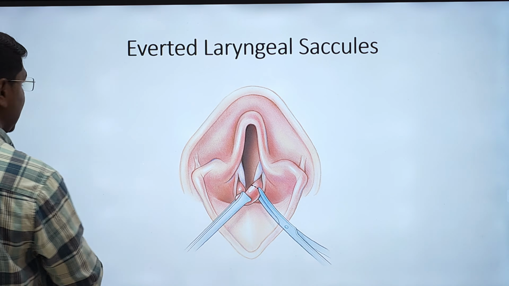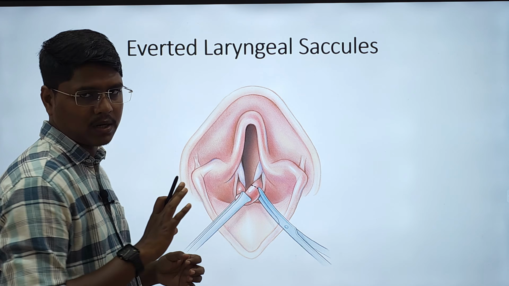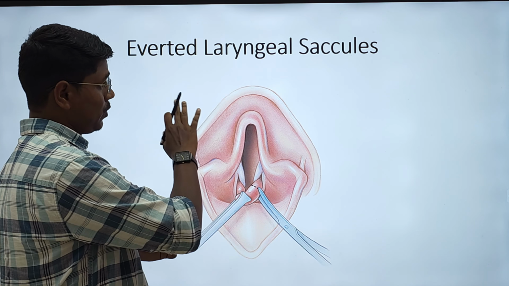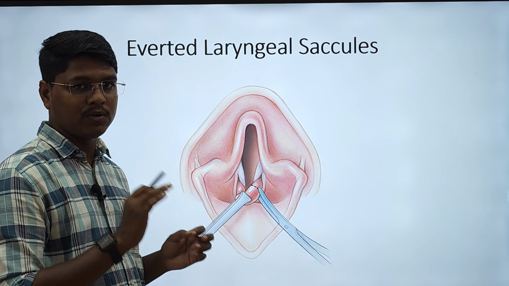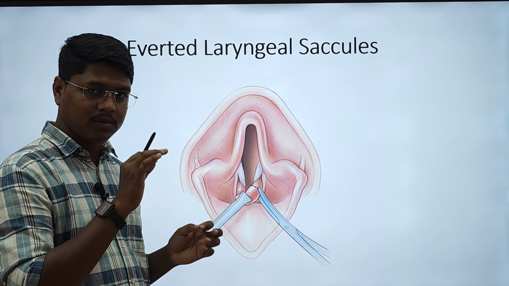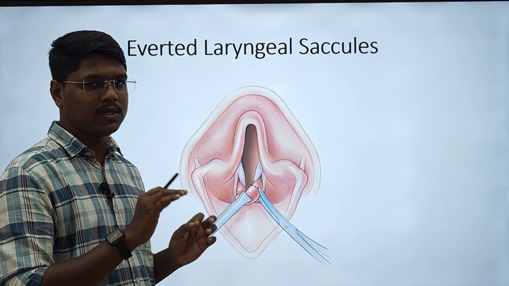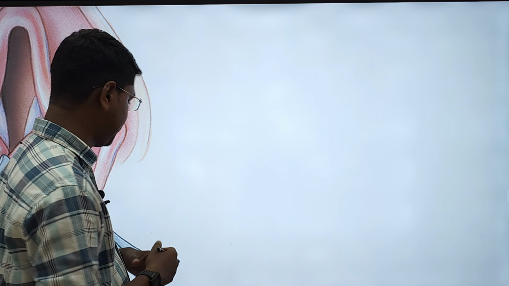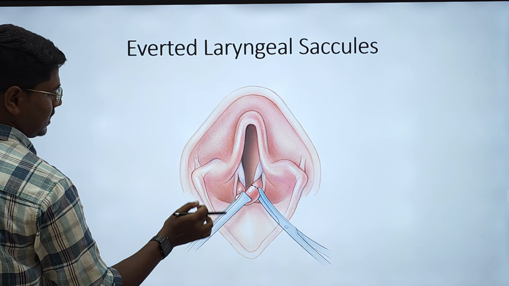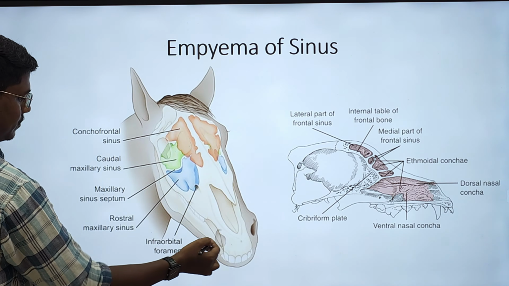Next one is the everted laryngeal saccule. Simply you have to cut it out, but if you are going for laryngeal saccule surgery, be sure that it is causing respiratory obstruction. Otherwise it may not be needed. So simply you have to remove these saccules.